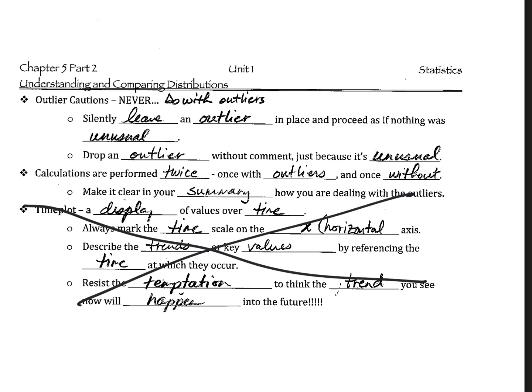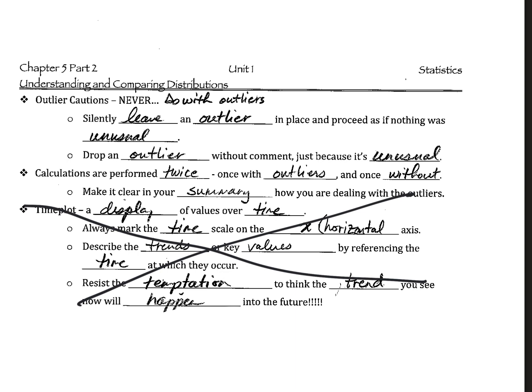You never silently leave an outlier in place and proceed as if nothing was unusual. You can never just drop an outlier without comment. An outlier is an outlier for a reason. It happened. So you can't just make it disappear and say, oh, everything's fine. It doesn't work that way. A lot of times calculations are performed twice: once with outliers and once without outliers, simply to see what difference the outliers make in your data values.